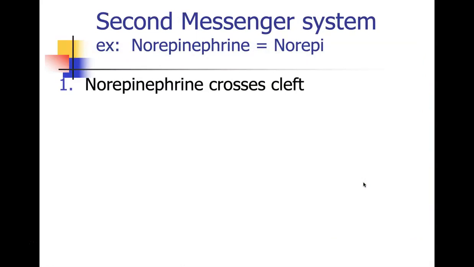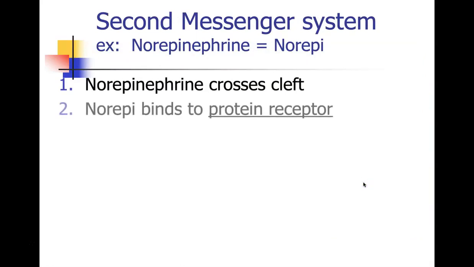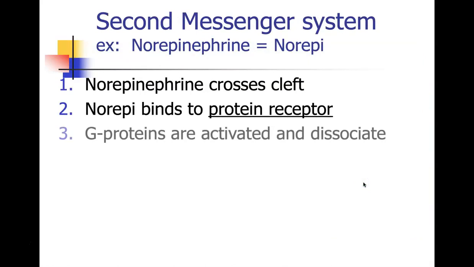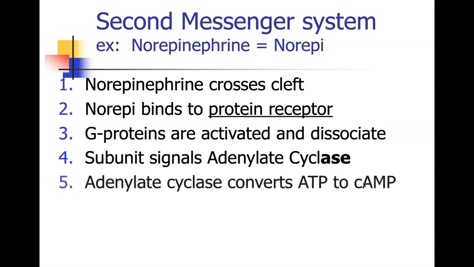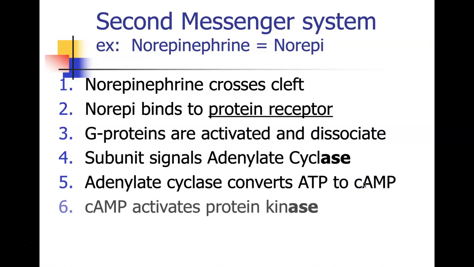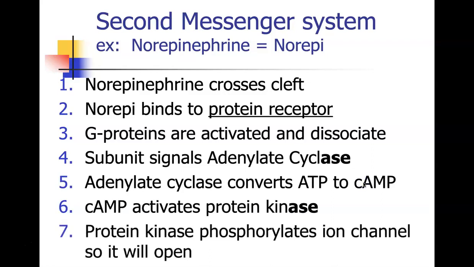Okay, so when norepinephrine crosses the cleft, it binds to the protein receptor. The G proteins are activated and dissociate. And the subunit signals adenylate cyclase. Okay, so remember this ASE ending indicates it's an enzyme. In this case, it's a membrane-bound enzyme that converts ATP to cyclic AMP. Cyclic AMP activates our protein kinase, and again, protein kinase is an enzyme. So what's it going to do? It's going to phosphorylate ion channels, so they'll open, and it can do a bunch of other stuff too.